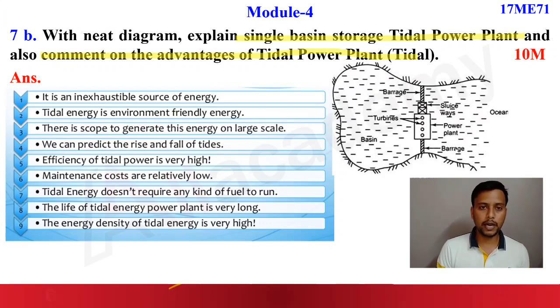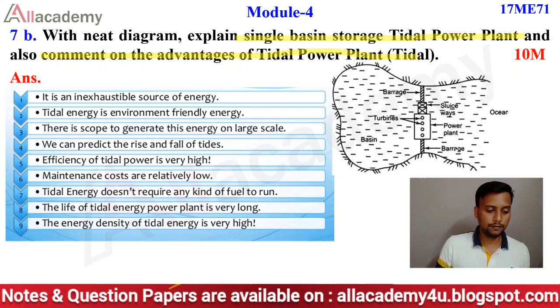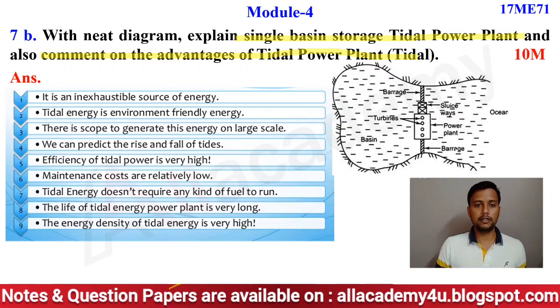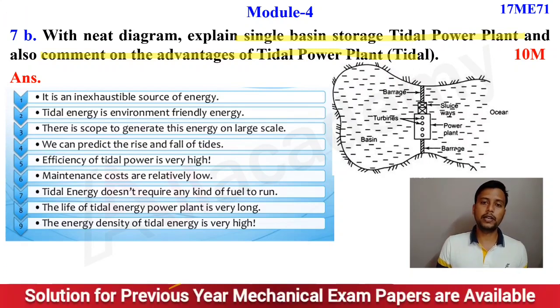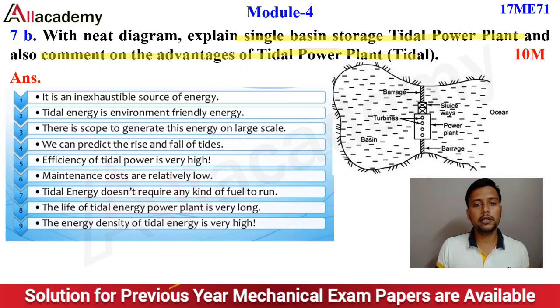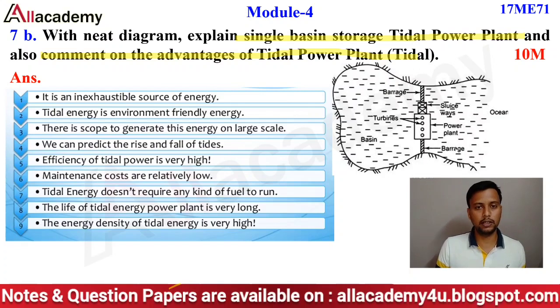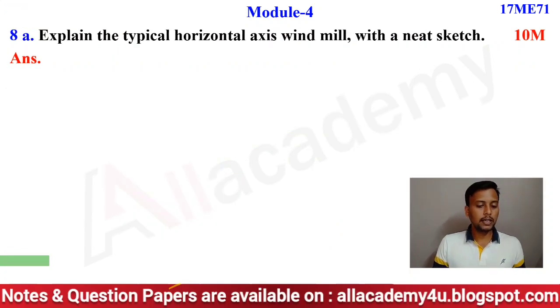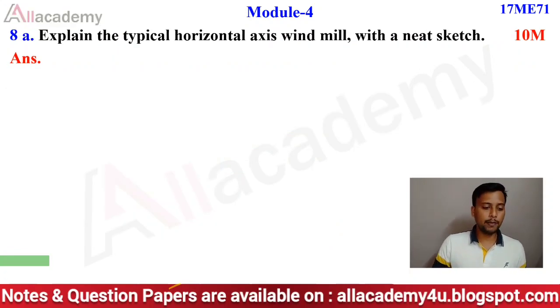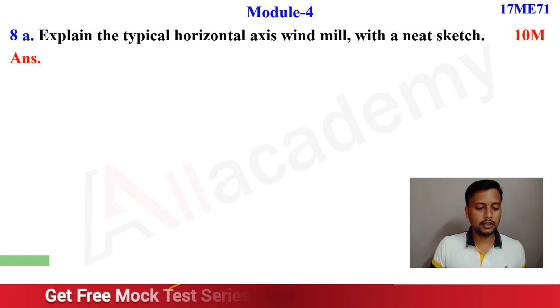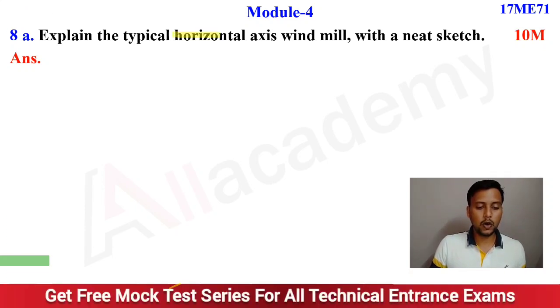Storage tidal power plant, and these are the few advantages I have mentioned. If you have written only the advantages, you will get half marks. If you have written only the single basin, you will get half marks, because marks will be distributed for both the things.